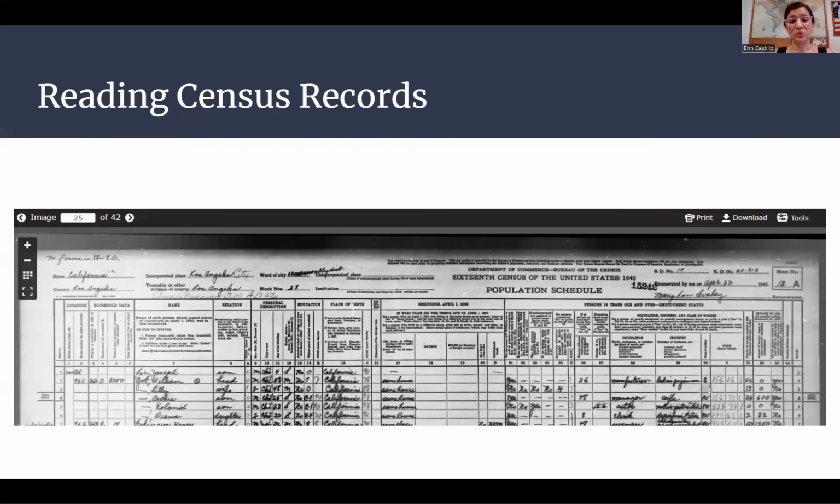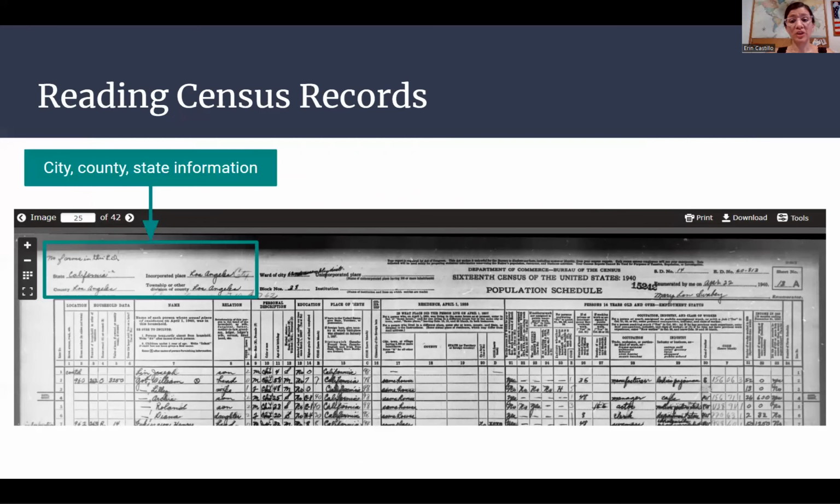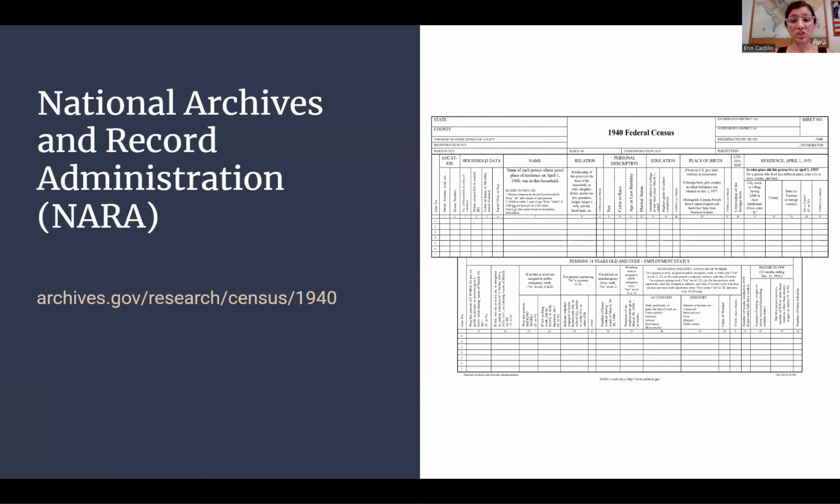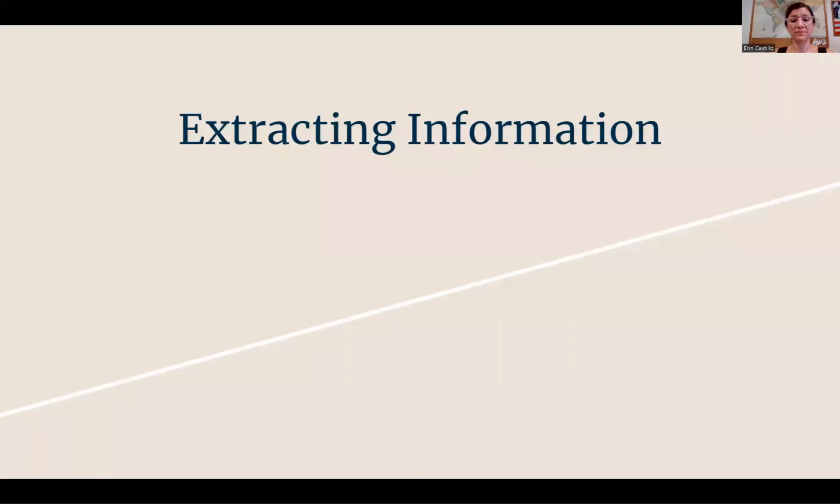At the top of the census record, you will find information about the city, county, and state where the census was enumerated. Listed in the top right corner will be the date the census was enumerated. Scroll through the page to find your ancestor and read the census from left to right to learn more about them. If you need additional help understanding census records, visit the National Archives and Record Administration website to download a blank census form to familiarize yourself with the form's content.